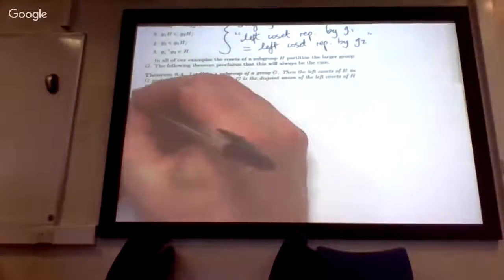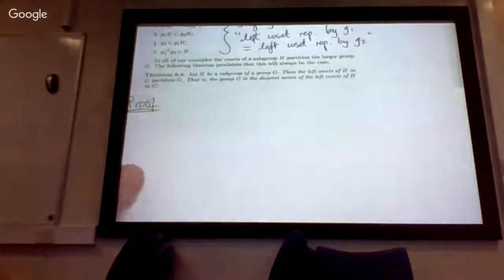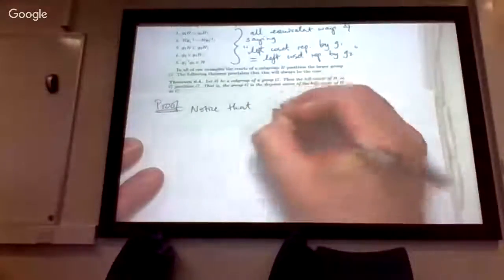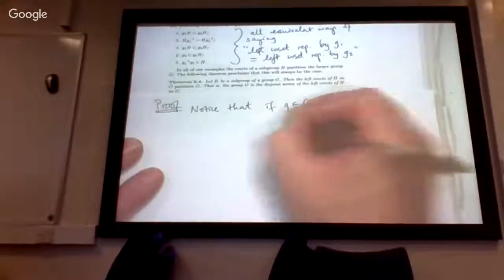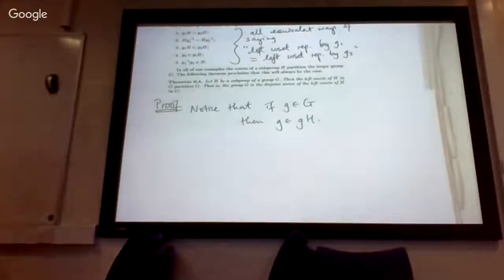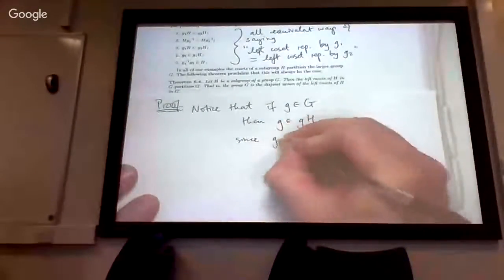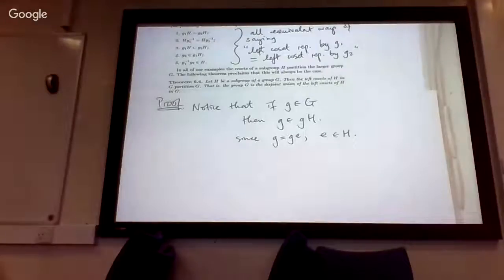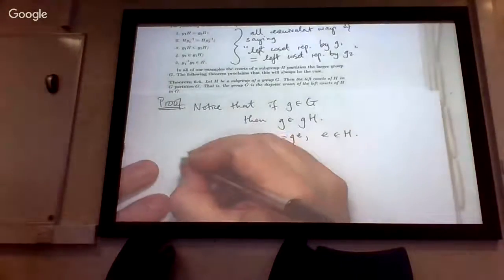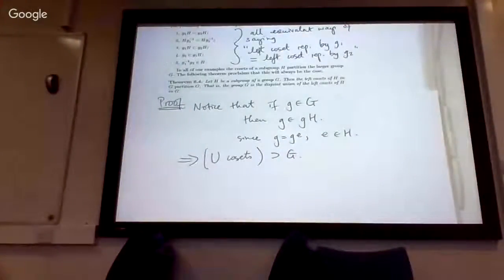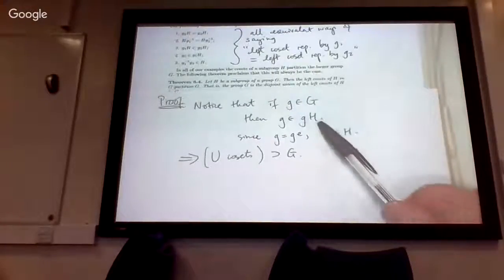So the proof of theorem 6.4. Notice that if g is an element of G, then g is an element of the left coset represented by itself. Okay? Since g is equal to g times the identity, and the identity is in H. So any element is always in the left coset represented by itself. So that implies that the union of all the cosets contains G, because every element of G can be found in one of the cosets.